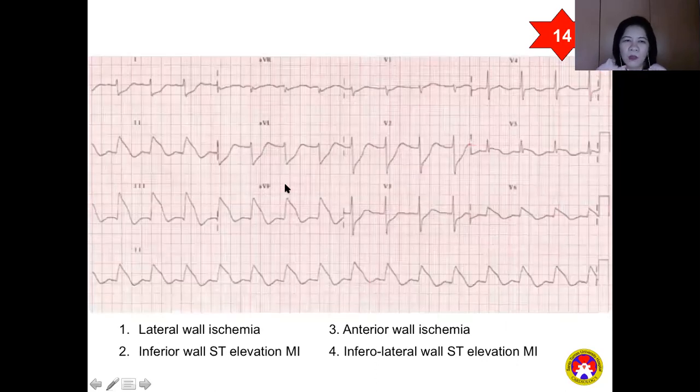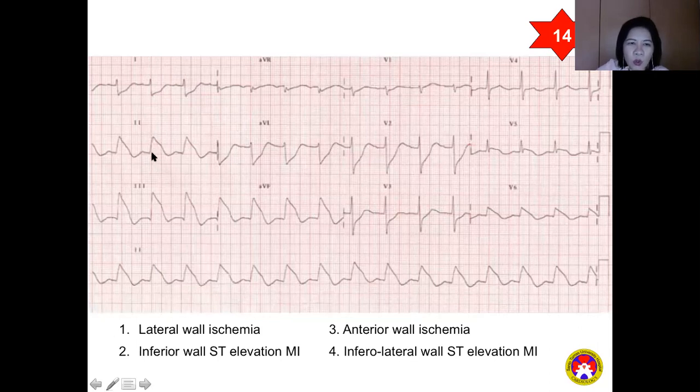Okay, how about this one? So here, we see a PQRST, so this is sinus, at the rate of 300, 150, 100, so around 88 beats per minute. So this is normal sinus rhythm. If you look at lead 1, the ST segment is very low, okay? Look at aVL, it is also very low, no? So you have there lateral wall ischemia.